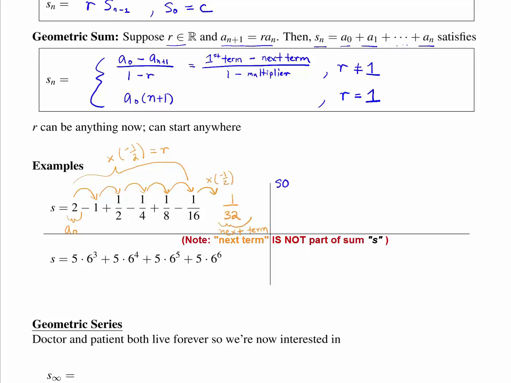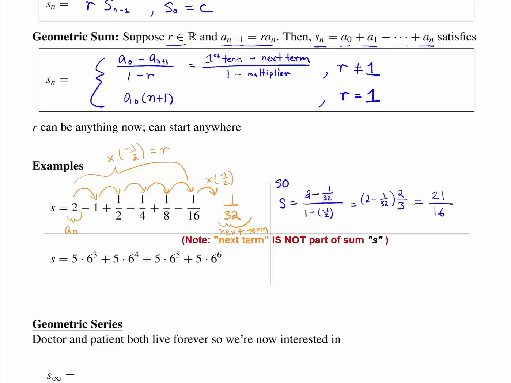And so via the formula, we have the first term 2 minus the next term, 1 over 32, over 1 minus the multiplier, which is equal to minus 1/2. And so we're left with 2 minus 1 over 32, all multiplied by 2/3. After simplification, we get 21 over 16.